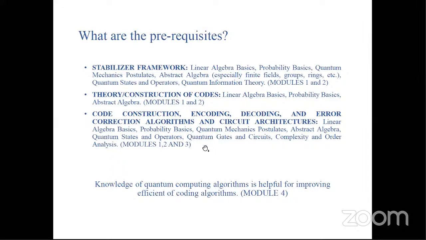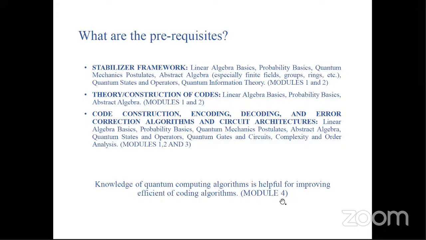We also need a knowledge of quantum gates and circuits to know how we actually go about building these circuits. And we need complexity analysis basics, because we need to build the most efficient possible circuit for these, and also order analysis of these algorithms. So we need modules 1, 2, and 3 of the course.